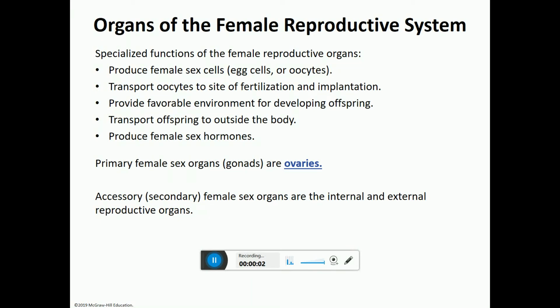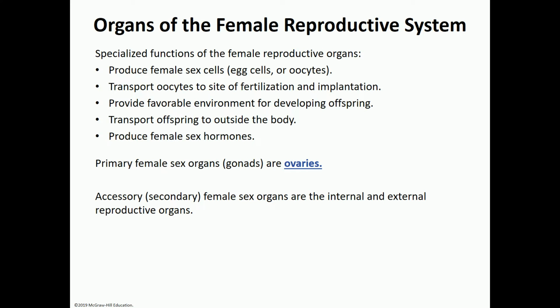When we talk about the female reproductive system, you'll find that there are a lot of things that mirror their counterparts in the male system. So the basic functions of the female system would be to produce the female sex cells, the oocytes, and to produce the female sex hormones. It is also where fertilization and implantation of the zygote is going to happen. It is a good environment for fetal development. It is also structured in a way to transport the offspring to the outside of the body.